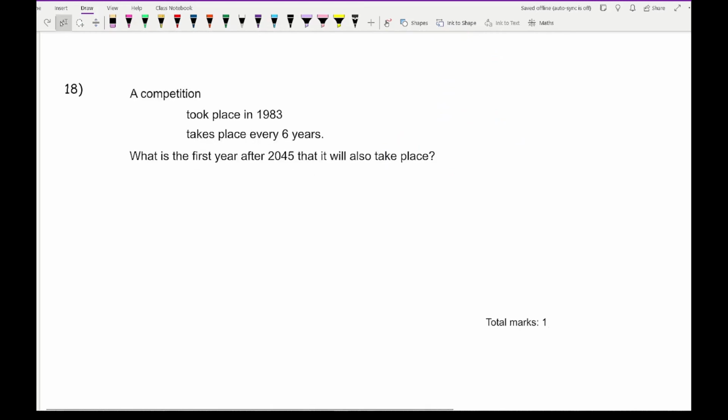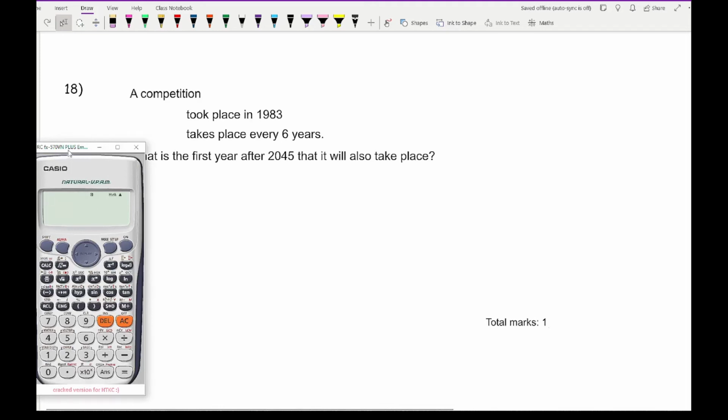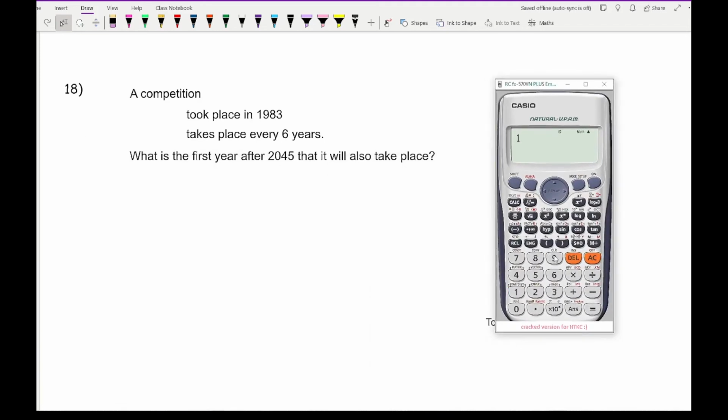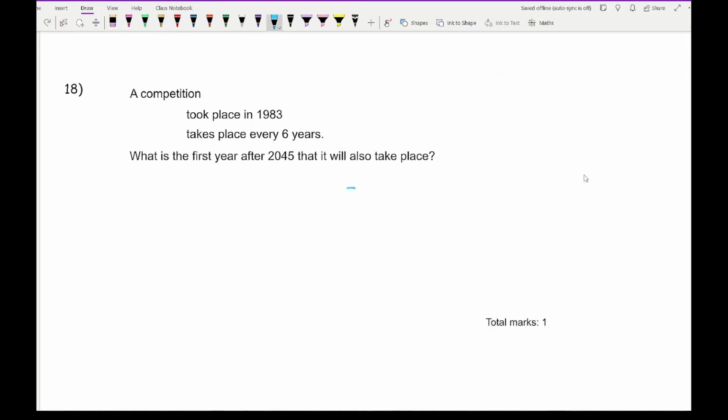Then moving on to question 18, it says that a competition took place in 1983. It takes place every 6 years. What is the first year after 2045 it will also take place? So for this, if I get my calculator and just reset that. Now if I start by entering the original year, which is 1983, press equals. And then what I want to do is add 6, because it's going to be every 6 years. And then if I just go a little bit crazy with the equals button, I'm looking for the first number that goes over 2045, which is my next one. So the correct answer we should have is going to be 2049.